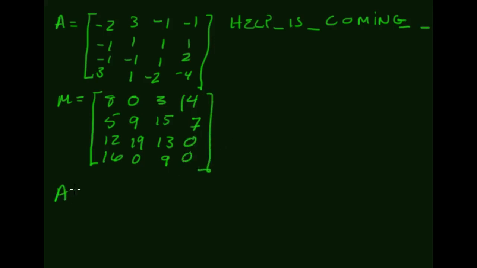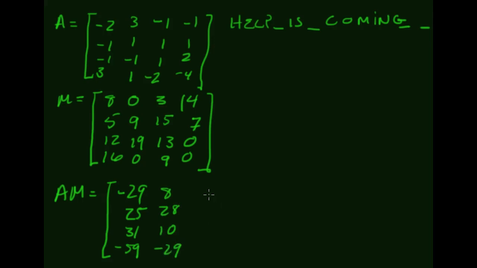So if I take A times M, I get my coded message matrix, which is -29, 25, 31, -59, 8, 28, 10, -29, 17, 34, 13, -38, -7, -7, -21, and 49.